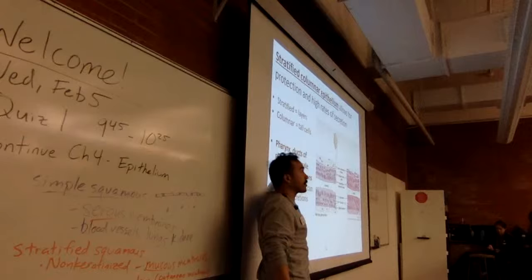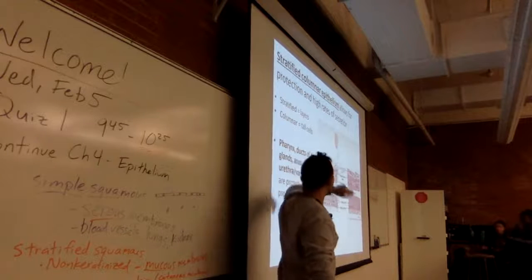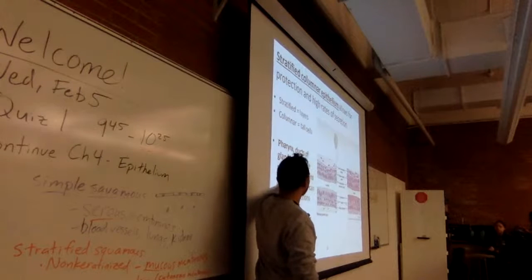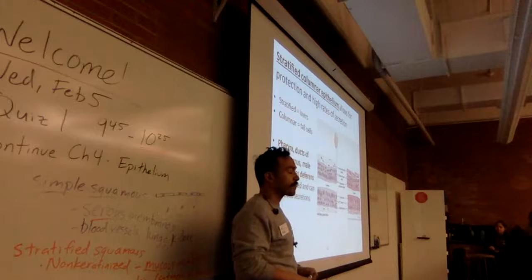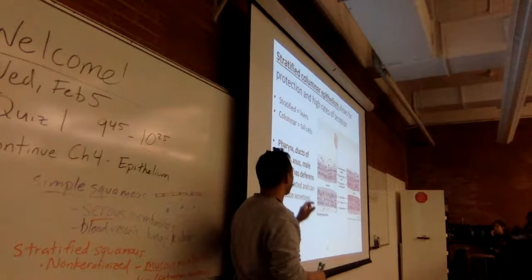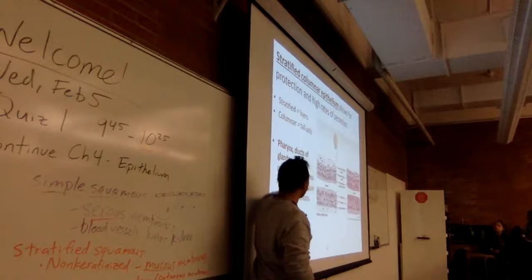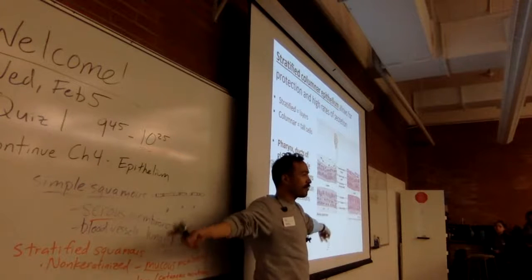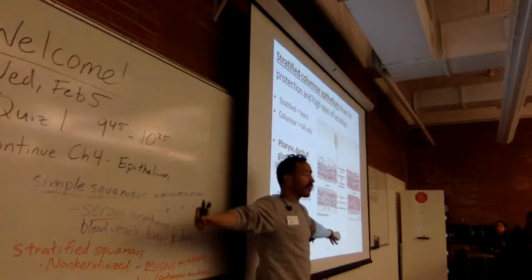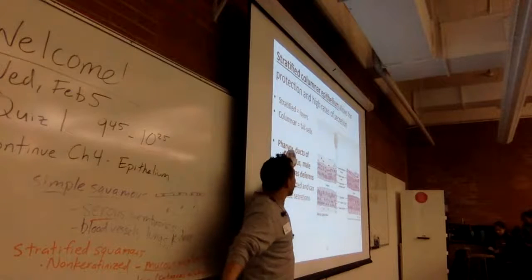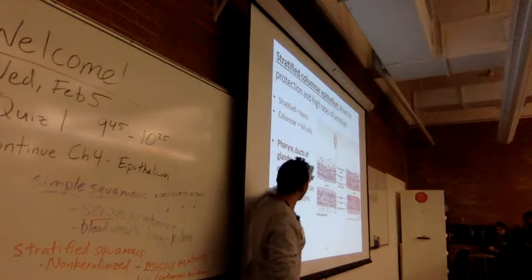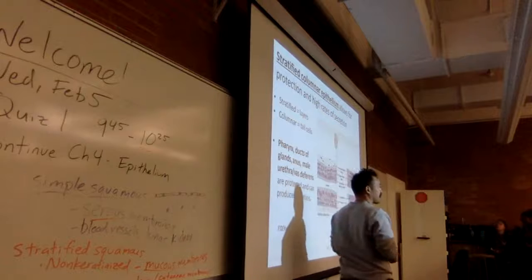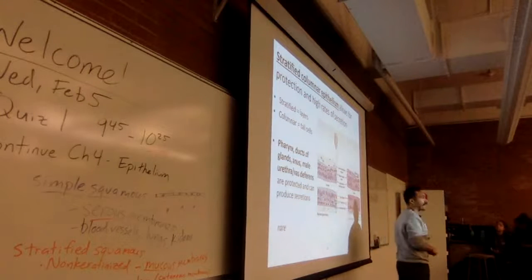So stratified cuboidal and stratified columnar can be lining ducts of glands. Certain high friction areas like the pharynx, anus, and the urethra, you can find it in parts of it. Most of the pharynx and most of the anus and most of the urethra, what are they actually? What are they mostly? What type of epithelium? Not simple. Stratified. Most of the pharynx, the back of your throat, most of the anus and most of the urethra are stratified squamous, but there are parts of it that are stratified columnar.